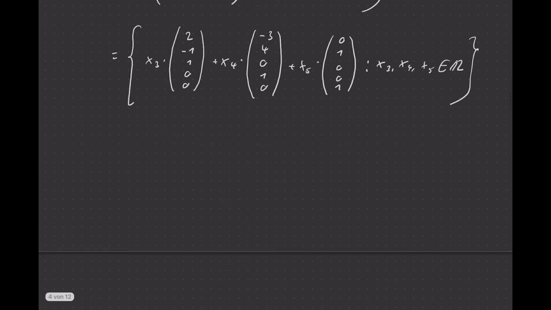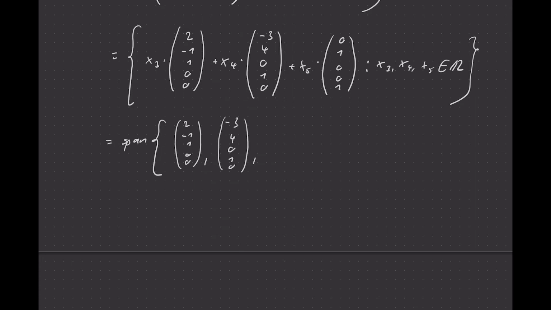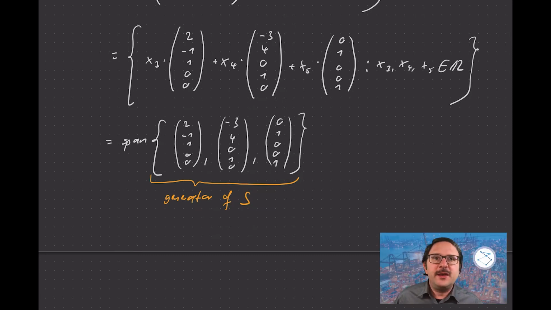So in other words, this is the same thing as the span of (2, -1, 1, 0, 0), (-3, 4, 0, 1, 0), and (0, 1, 0, 0, 1). So obviously this set here is a generator of the solution space because its span is equal to the solution space.